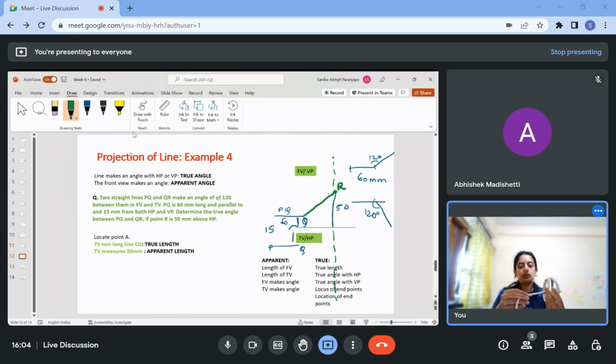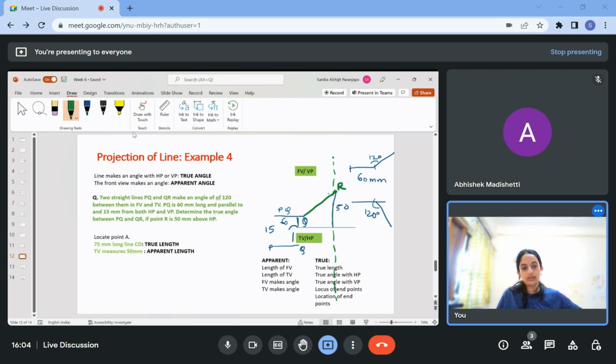Consider that this string is my QR. So when I'm rotating it, if you see in the camera, you will see that this point, the height, is changing, but this plane will always remain the same, which I see as a line. So R will always move on this line, but the height will change.